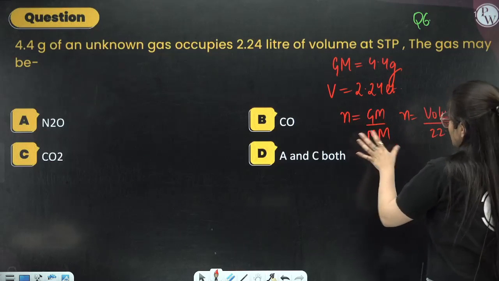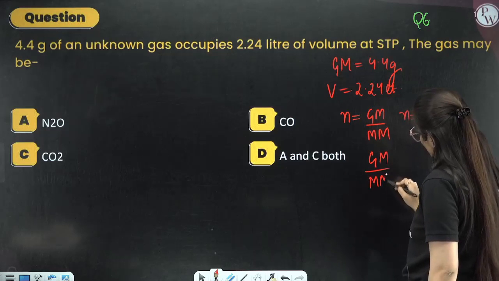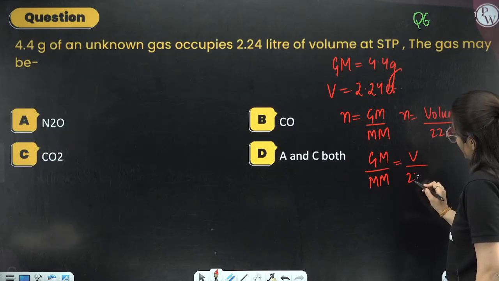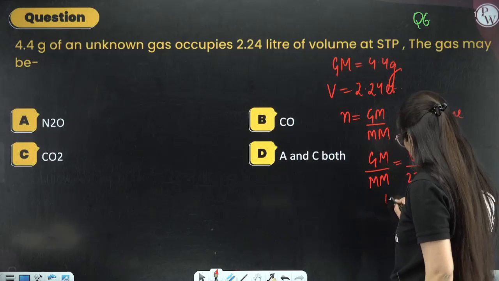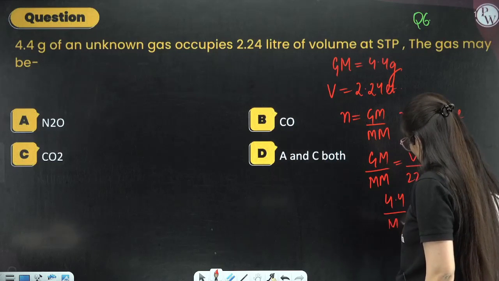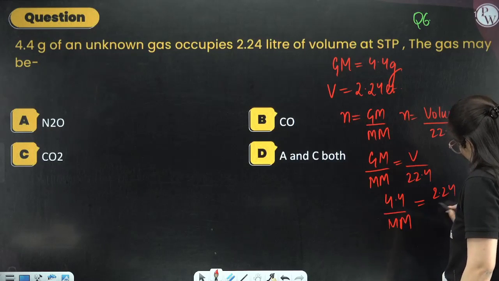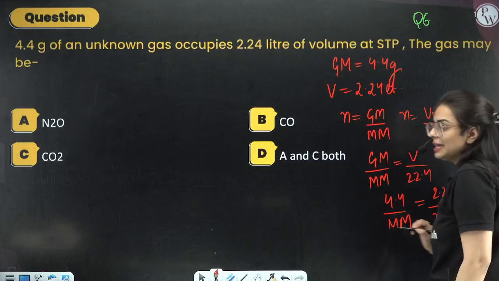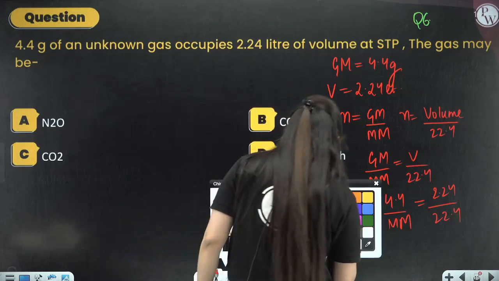So, see, basically, if I correlate both of these formulas, it shall be given mass upon molecular mass is equivalent to volume by 22.4. Now, what is given mass? Given mass is basically 4.4 grams. Molecular mass, we don't know. But volume, we know over here. Volume is 2.24 liters divided by 22.4. Okay, now what we are going to do is we are going to solve it out.